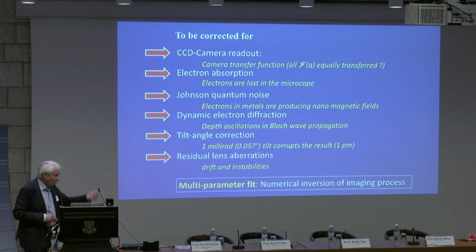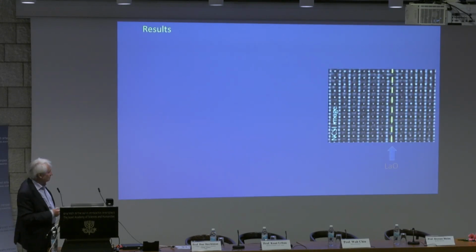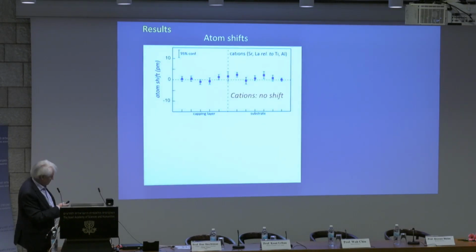So it must be a self-controlling thing. It's essentially a numerical inversion of the imaging process that we are doing. So just assume that we are doing all this, and then we go now to the results. That means I tilt the sample, because we have the results presented in this type of scheme. We have here the atom shifts, and here we have the geometrical location. And so we look at what the atomic positions are for the cations, and we find there is not much going on there in the interface.